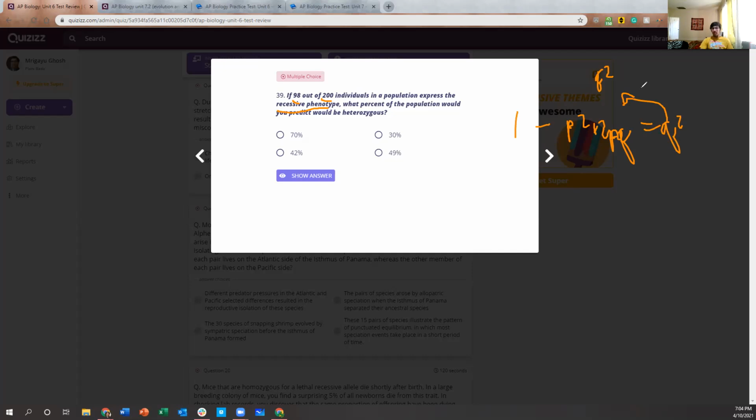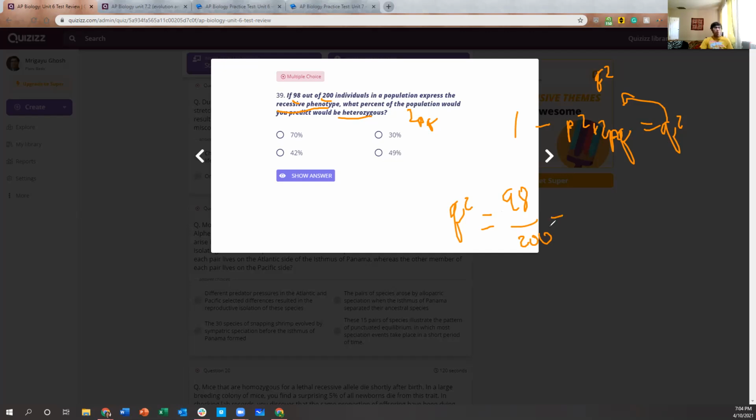Generally, you always want to start with q squared. So if q squared they give us is 98 out of 200, what percent of the population would you predict would be heterozygotes? So we want to find 2pq given q squared.